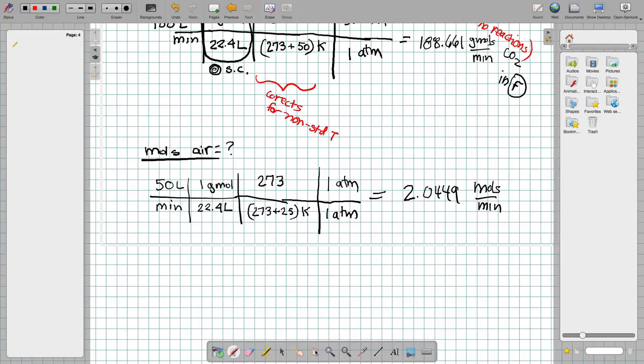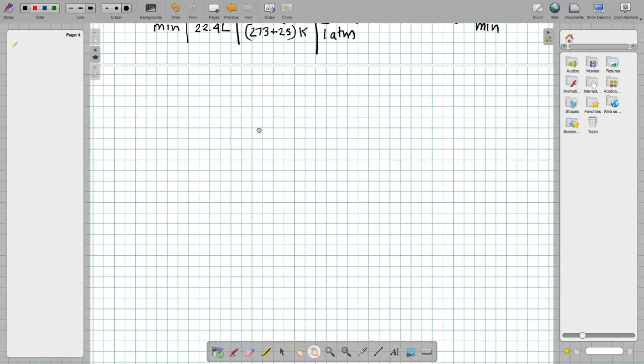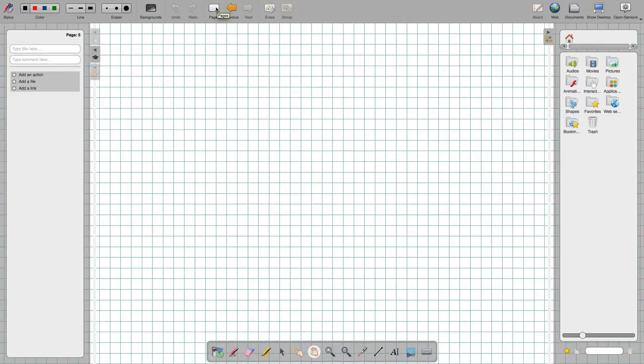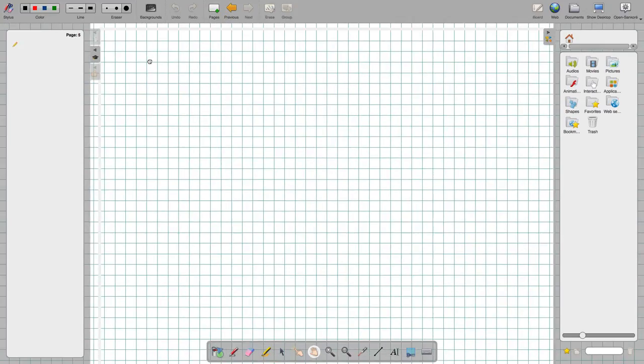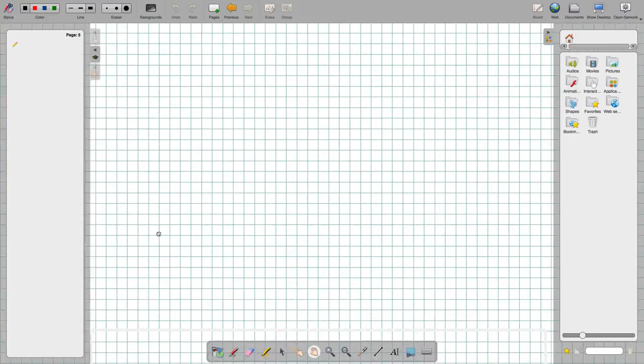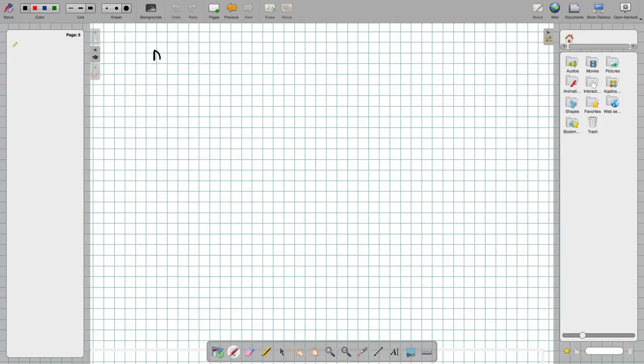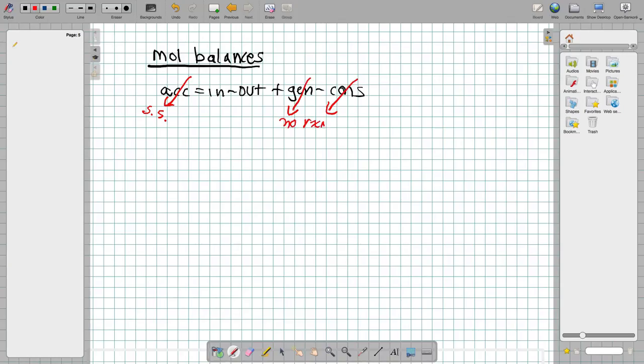Okay, so now let's just go to a new page. Now what we want to do is a mole balance. The general equation is that accumulation equals in minus out plus generation minus consumption. But this is steady state and there are no reactions. So the final balance or accounting equation that's relevant for this system is in equals out.